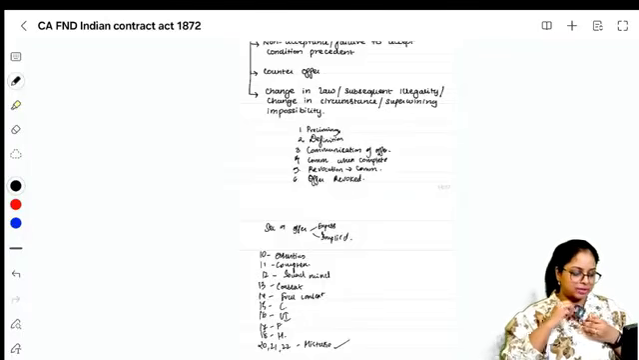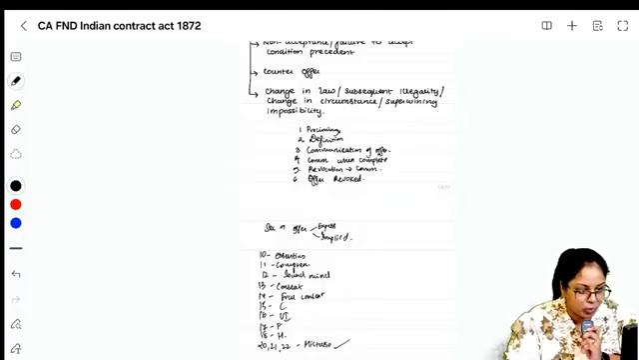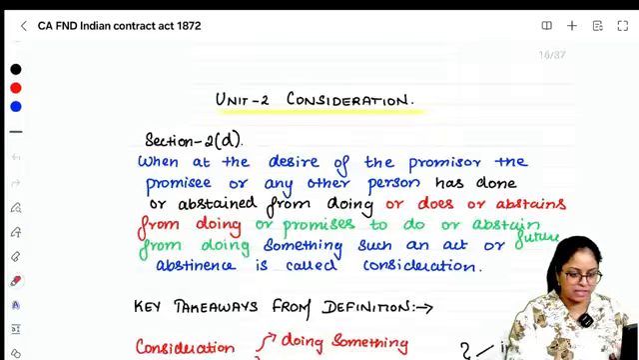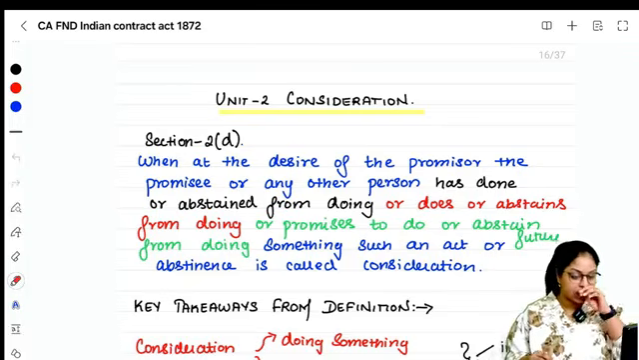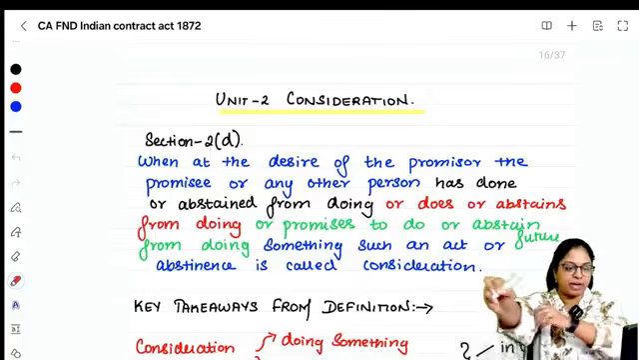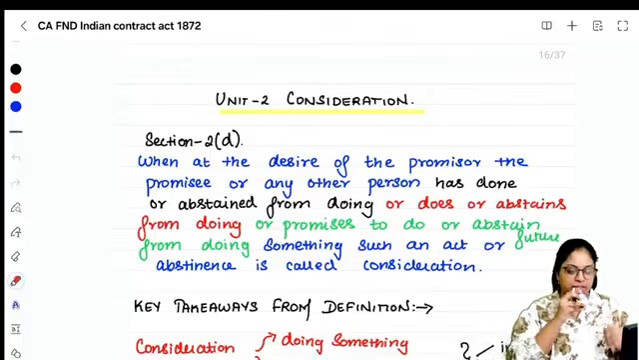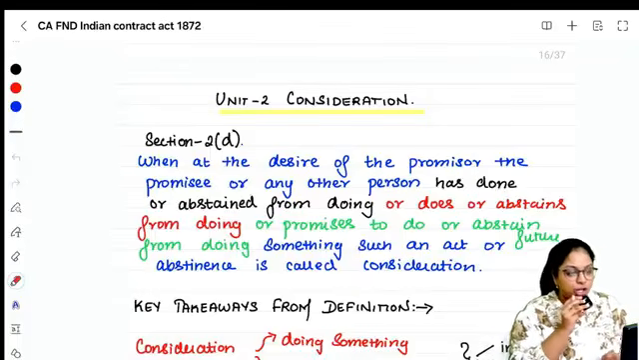Section number 1 to section number 22. Is unit number 1 under your control? Will you be able to do it? Unit number 1 of Indian Contract Act. Okay, so let's start with unit number 1, which is consideration. Already we have learnt about consideration in our previous class.